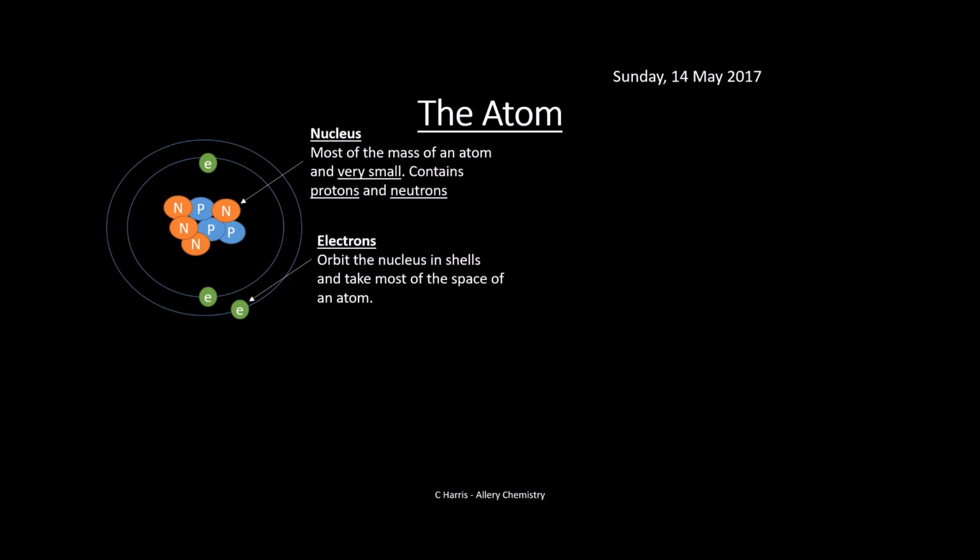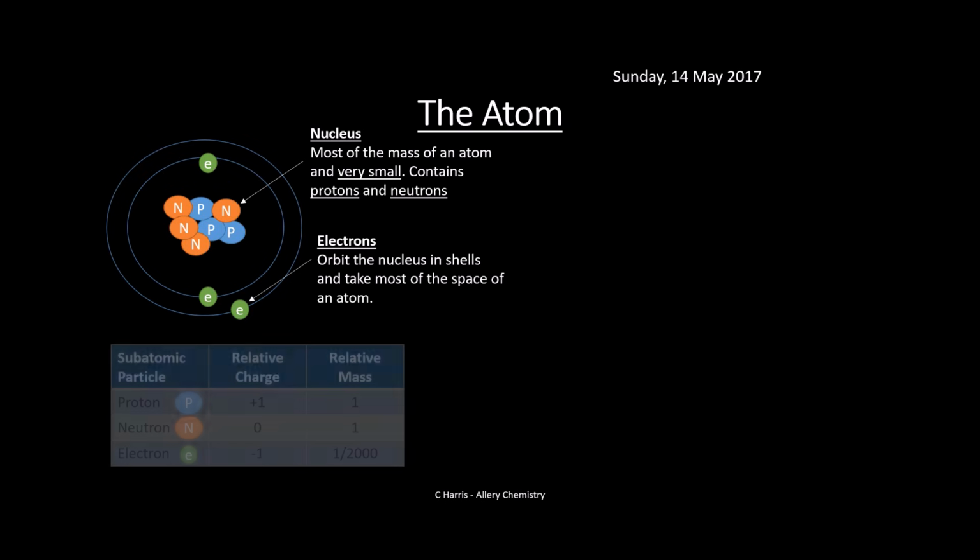Okay, right, so we're going to start with looking at the structure of the atom. So the atom is made up of a nucleus. The nucleus contains neutrons and protons. It's very small, not very big at all. And the electrons whiz around in shells on the outside of the atom.